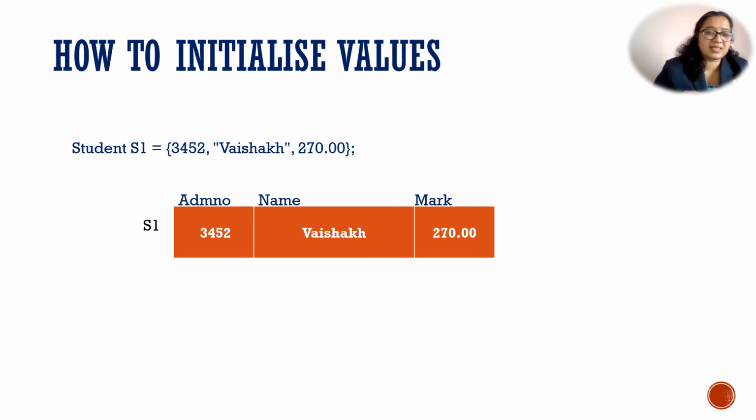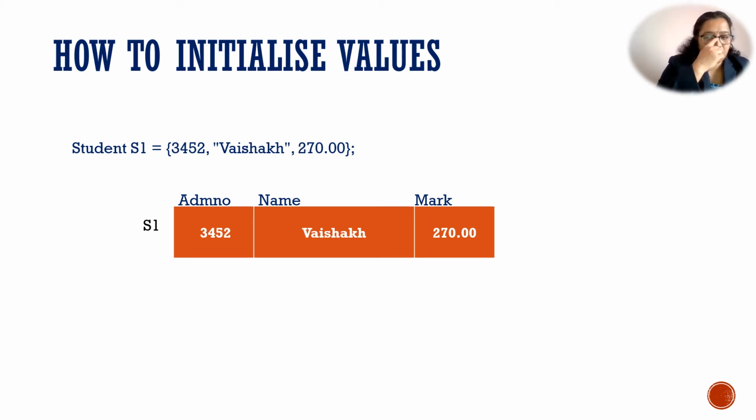See how it is assigned in the S1 block. ADMNO, name and mark are the column names, and each value will be stored in each column. In admission number 3452, in the name column Vaishak, and in the mark column 270.00. Understood?